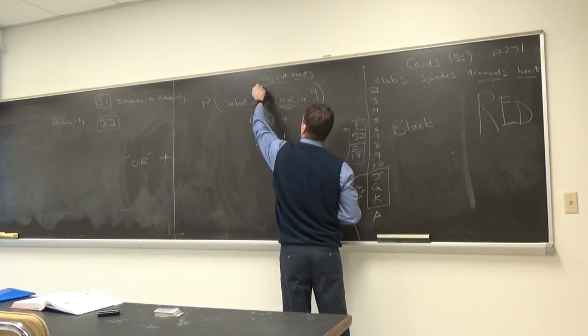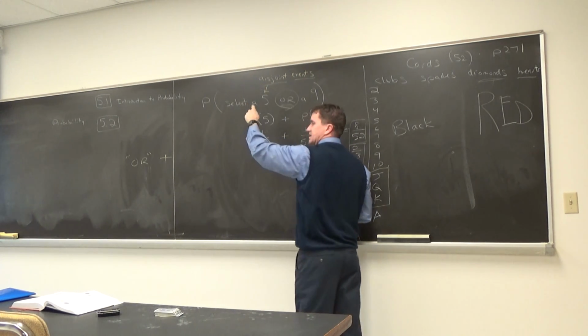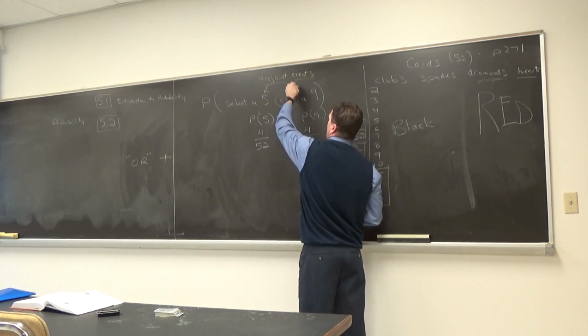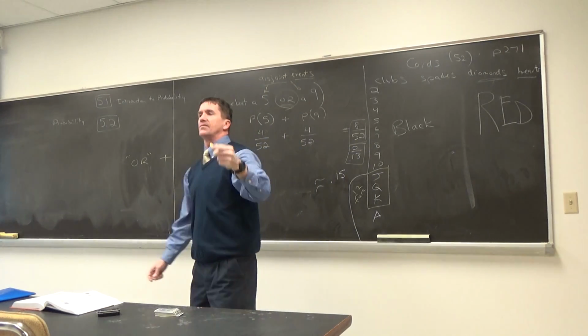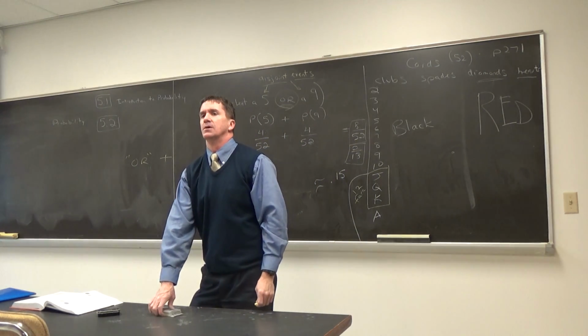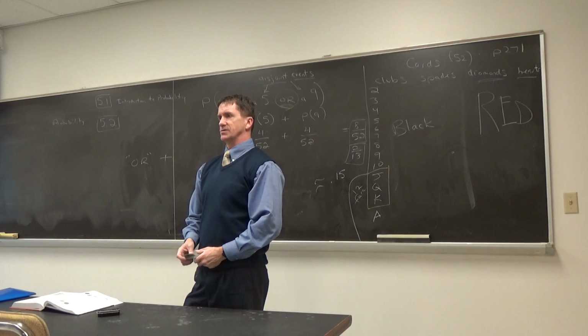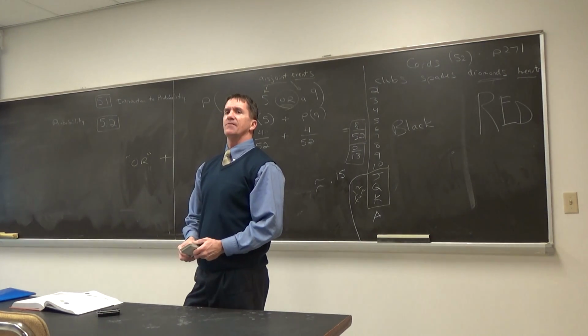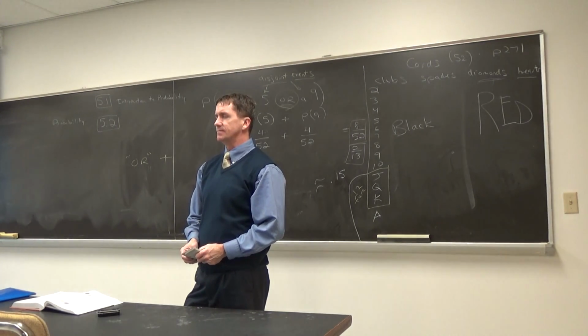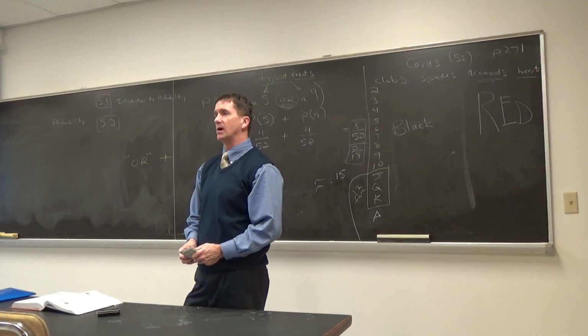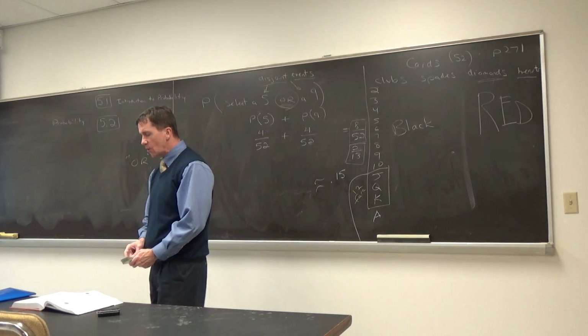What are disjoint events? This event here, selecting a 5 from the deck, and this event here, selecting a 9 from the deck, are called disjoint events. Well, what's the textbook definition? Disjoint events have no outcomes in common. Yep, they share no outcomes. They have no outcomes in common.